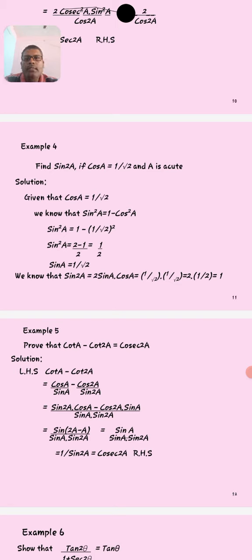Find the sin 2a, cos a is given 1 by root 2. Here the formula of sin 2a is 2 sin a cos a. Already we know that cos a, so that we have to find out the sin a. How to find out the sin a? Using the Pythagoras law, you have to apply the formula sin square a is equal 1 minus cos square a. Using that value we get sin a is equal 1 by root 2. Here finally sin 2a is equal to 2 sin a into cos a. That is equal 2 into 1 by root 2 into 1 by root 2, we get 2 into 1 by 2, we get 1.